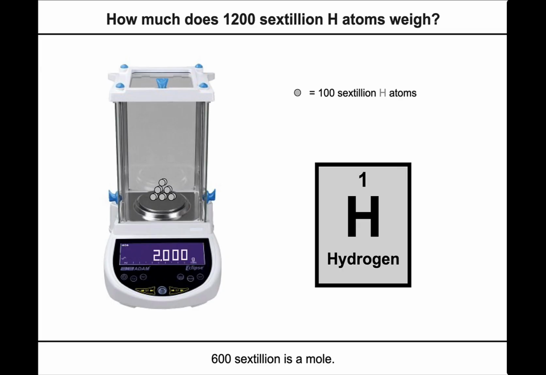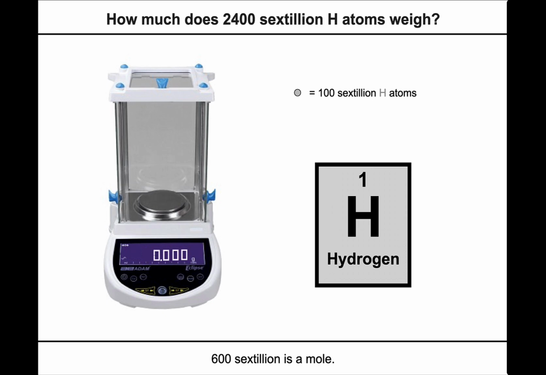We've weighed out twice as many hydrogen atoms, so it should weigh twice as much, not 1 gram, but 2 grams. So 1,200 sextillion hydrogen atoms weighs about 2 grams. We know that 600 sextillion is a mole, so how much is 1,200 sextillion? That's 2 moles. So you're looking at 2 moles of hydrogen weighs about 2 grams. 2 moles of hydrogen is 2 grams.